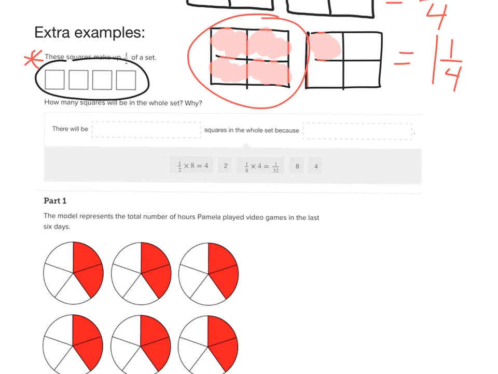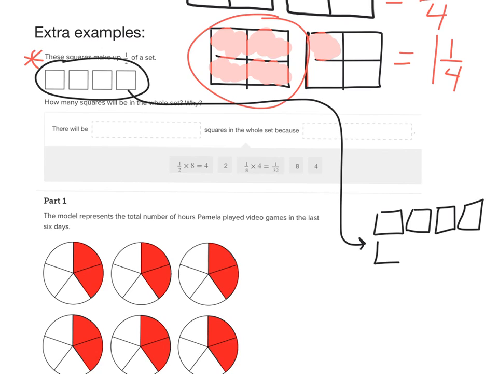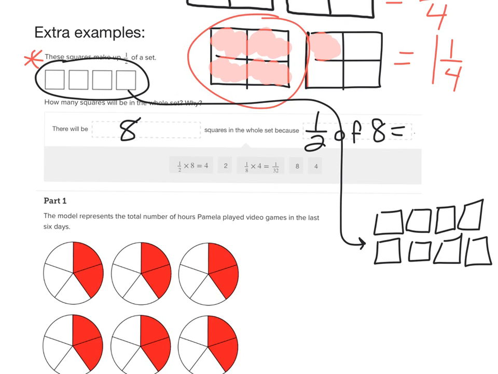So I think I'm going to go over here. So I've got my one set, that's half. Here's another set, that would be the rest. So there would be 8 squares in the whole set, because half of 8 equals 4. And the way you write that using math is 1/2 times 8 equals 4. This one right here.